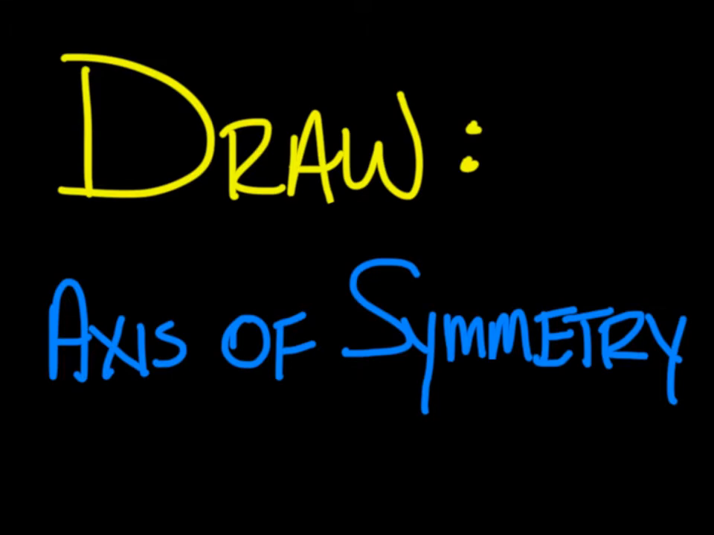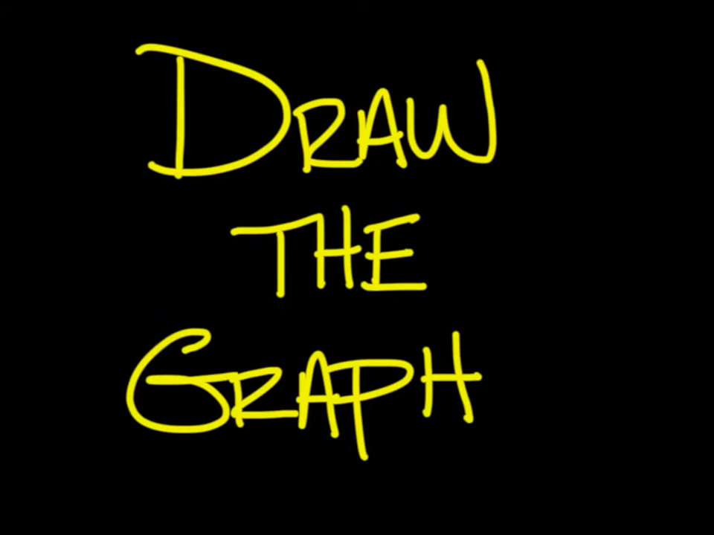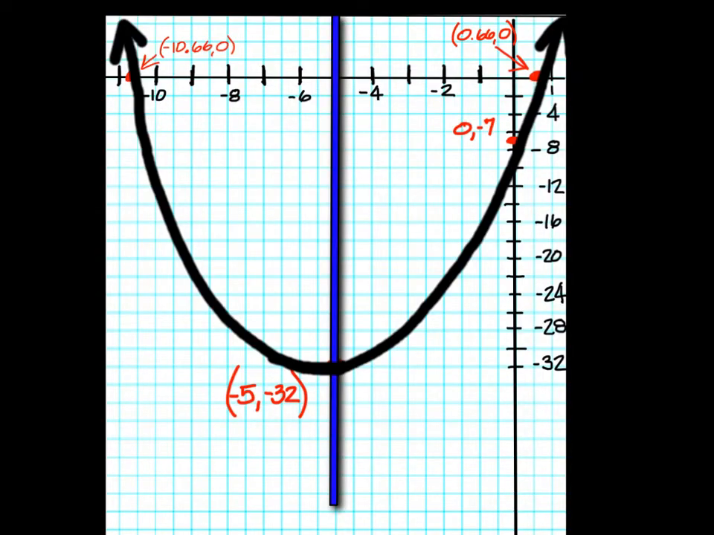Draw the axis of symmetry on your graph, and it's a vertical line that goes through the vertex. That'll let you know that your graph has been cut into 2 equal halves. So when you're drawing it, you need to keep in mind that the left-hand side should match the right-hand side. So the last thing you have to do is actually trace in the graph. This is what it should look like.